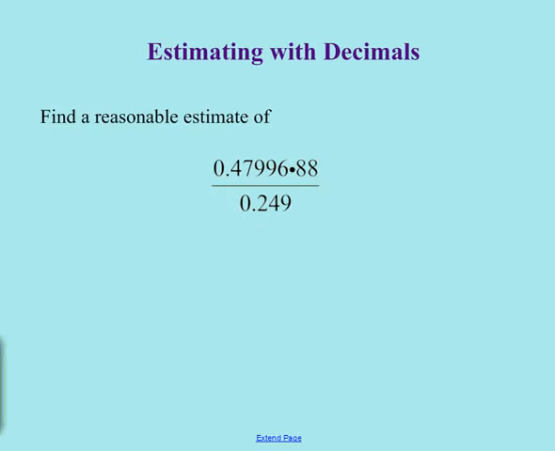Here's our final example. We need to find a reasonable estimate of the following calculation. Now this calculation looks pretty rigorous, and the only way to do it would probably be to grab your calculator. However, using estimating, we can come up with a pretty good approximation. Let's look at how we can round these numbers into numbers that are easier to work with. Let's start with 0.47996. What would be an easy number to round that to? Exactly, 0.5.